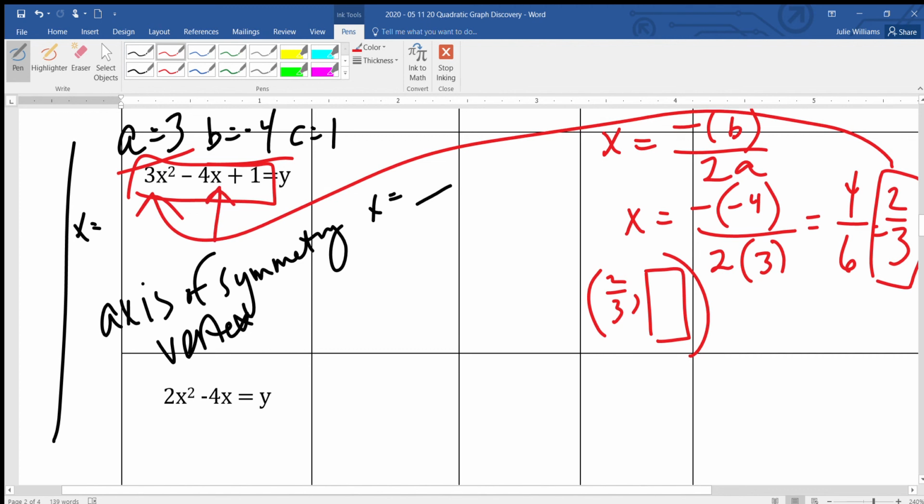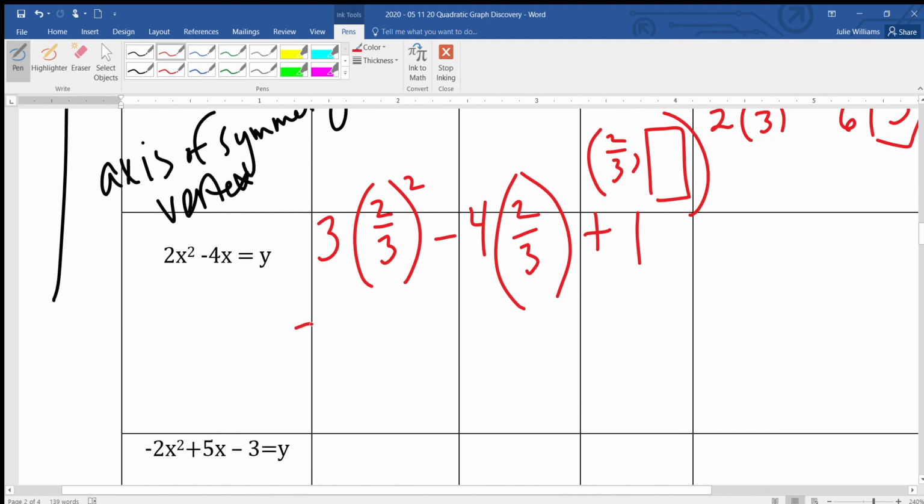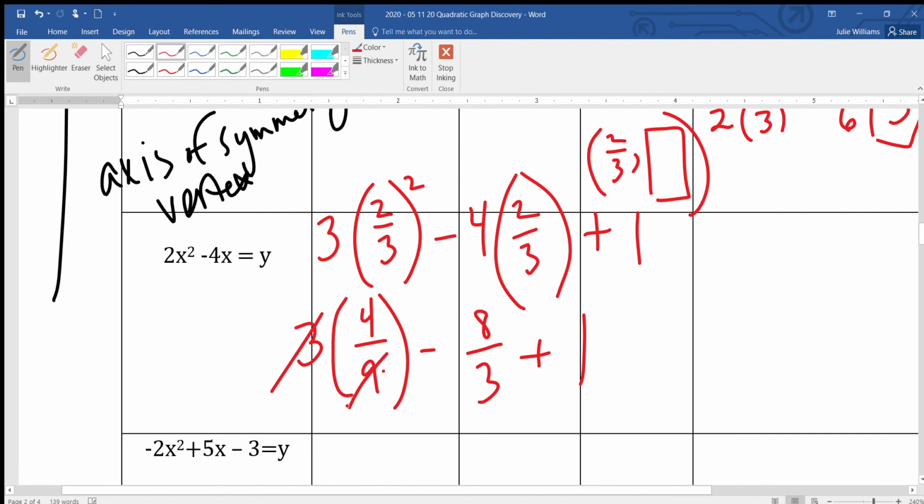So it's going to be 3 times 2/3 squared minus 4 times 2/3 plus 1. Let's just go ahead and do this lovely math. So it's going to be 3 times 4/9 minus 8/3 plus 1. This goes away, so 4/3 minus 8/3, and let's just change this to thirds, plus 3/3.